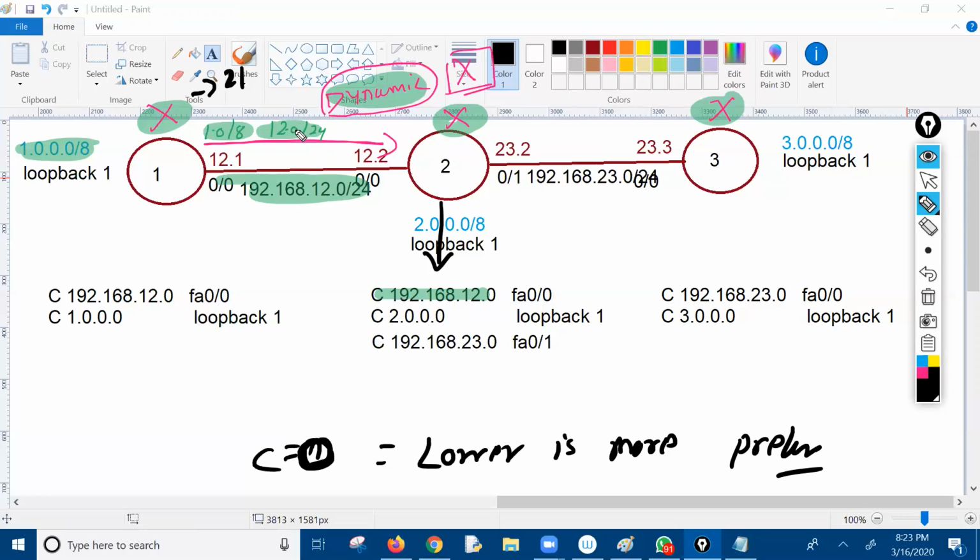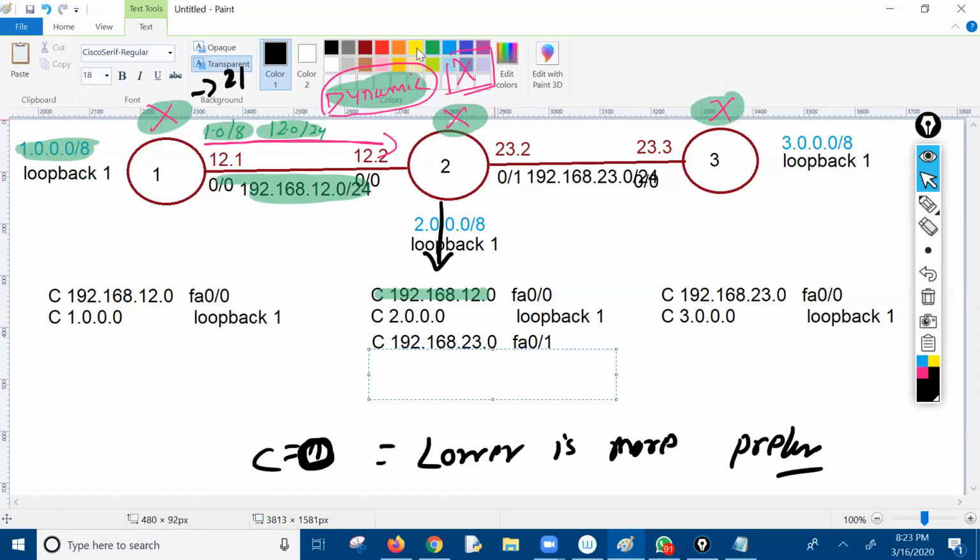So R2 just discards this information. But R2 is going to tell this one, I don't have information about the 1.0 subnet, so I'm going to install this information. This is the protocol name, X, 1.0.0.0. And I'm learning this route that has an AD of 21. Some metric will be there because a dynamic route has a metric. And I'm learning this route on the 0/0 interface, and the next hop will be 12.1 because I'm getting this update from my neighbor 12.1. This is the name of the protocol, and this is the AD that has 21 and some metric. I'll let you know what is the meaning of metric.